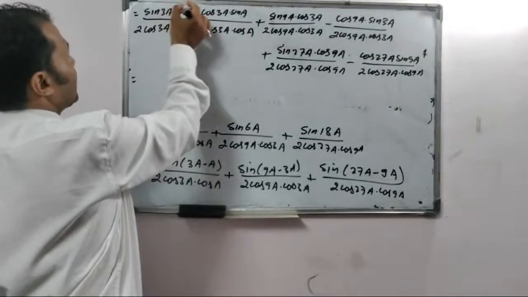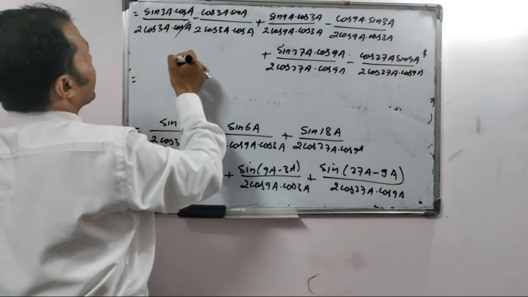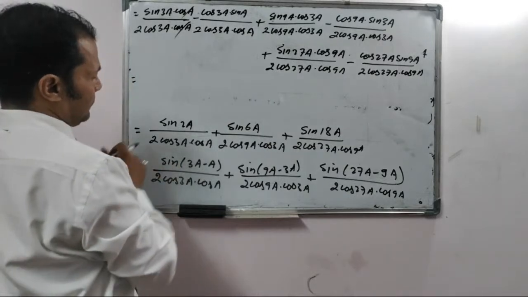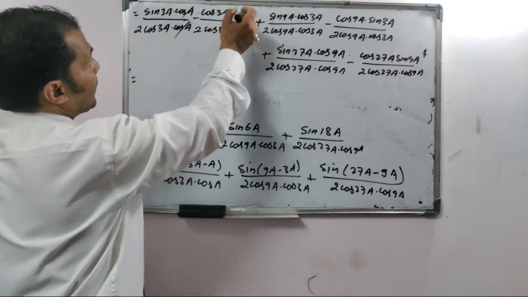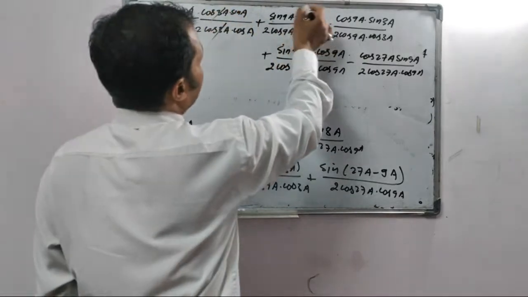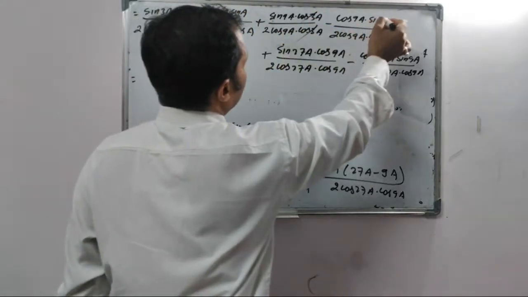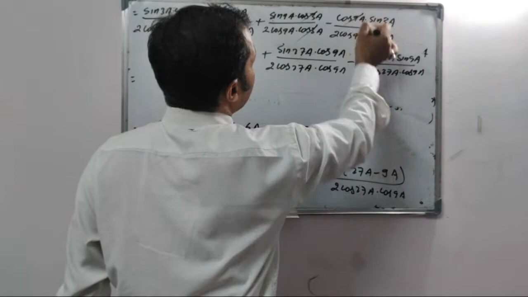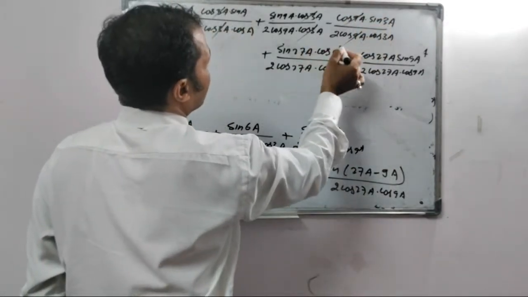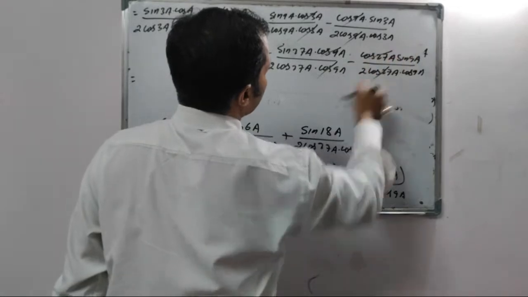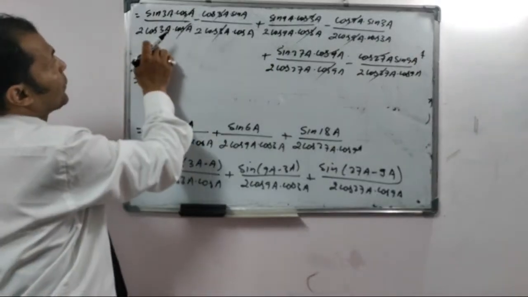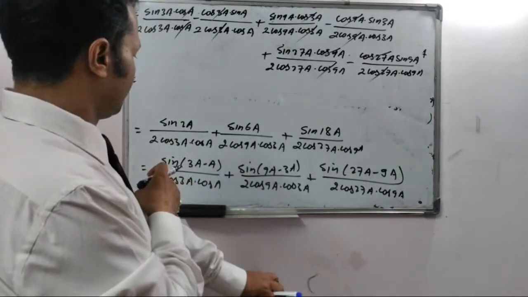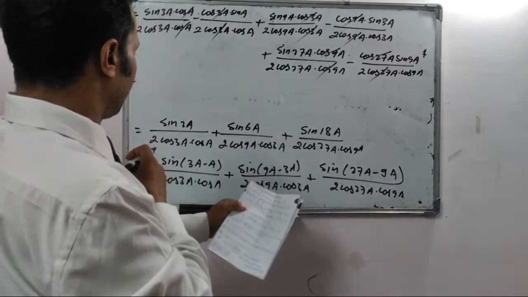Now look here, what do you get? Cos cancelled. What else cancels here? Here cos 3a, cos 3a cancel, then here cos 9a, cos 9a, cos 9a, cos 9a, cos 27a, right? So what are you getting here?